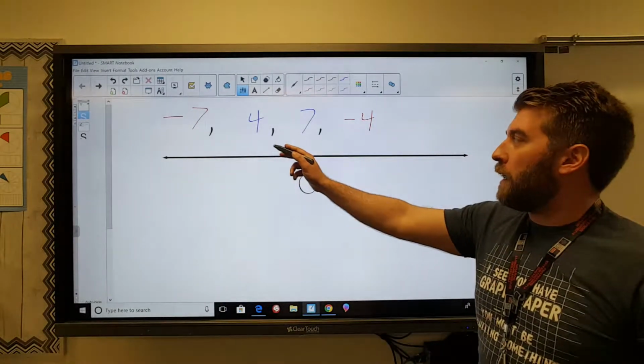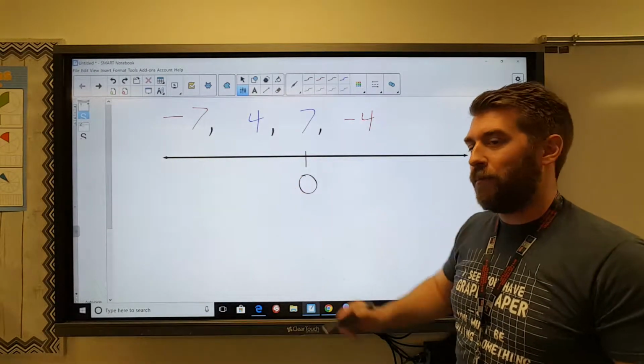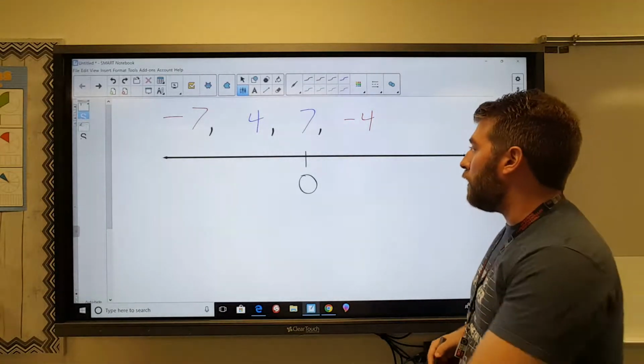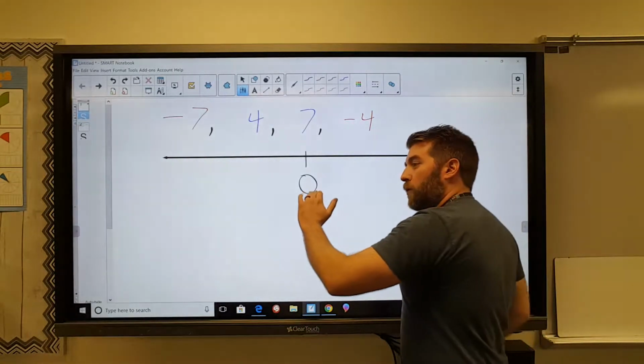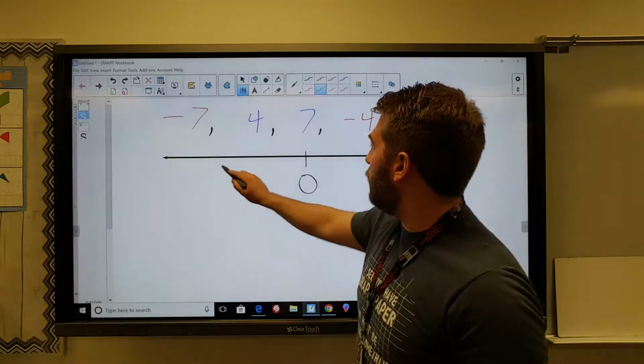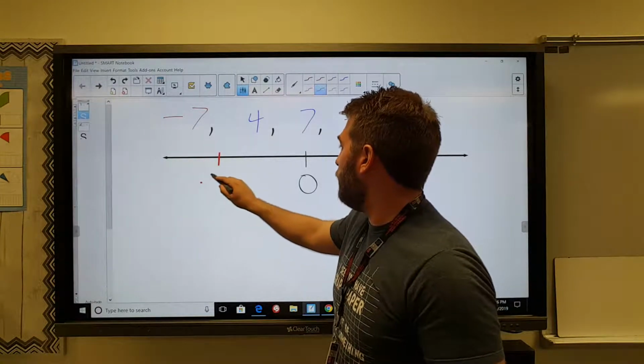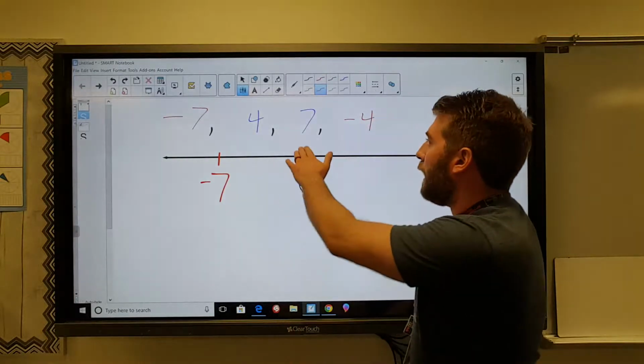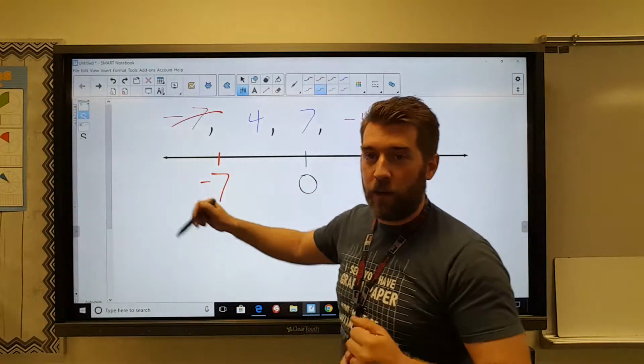So the first number we have is a -7. Well, just like we explained before, all your negative numbers go to the left of 0. So we can figure that -7 is going to go about here. Now we're going to move over. Let's cross that off because we're done with it.